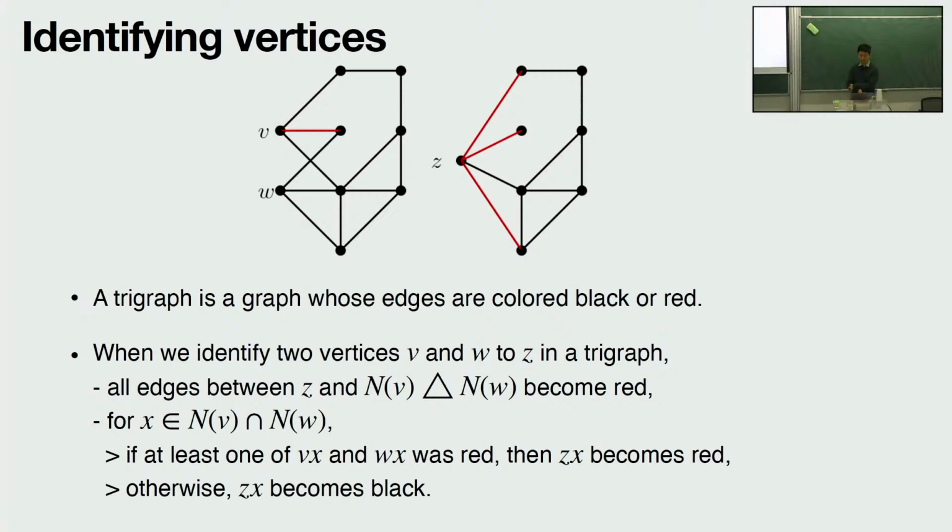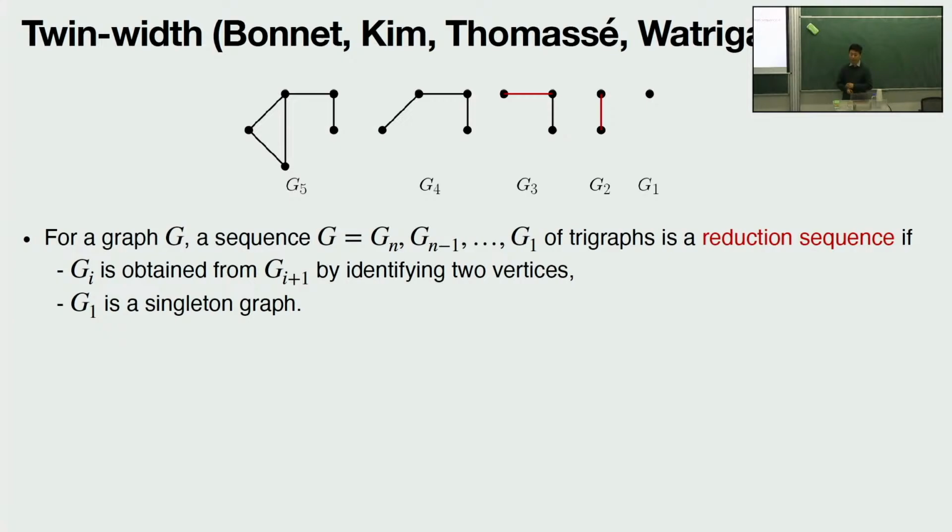And we consider what is called the reduction sequence. So given a graph G, we just sequentially identify vertices. So Gn is the original graph G, and then we obtain G_i from G_{i+1} by identifying any two vertices. And G_1 is a singleton graph, then this sequence is called the reduction sequence, as in the example.